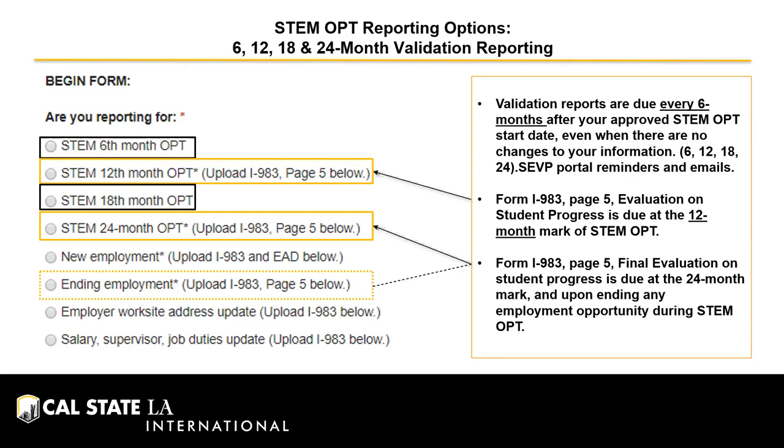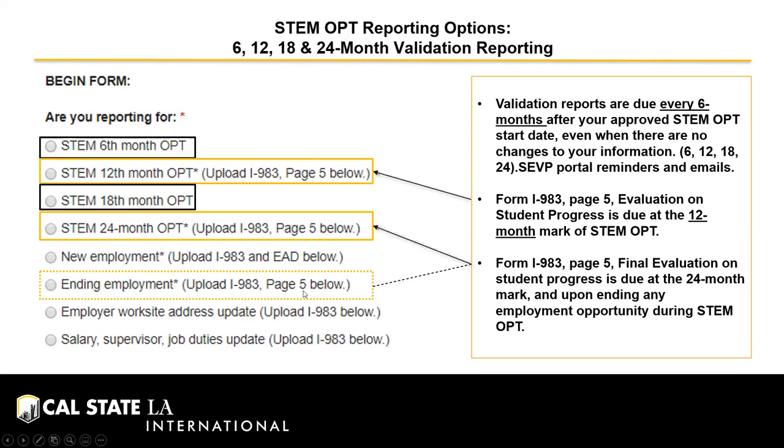And the bottom box, the bottom portion, which is titled Final Evaluation on Student Progress, is to be completed and submitted at the 24-month mark, the very end of your STEM OPT, or anytime you finish or complete or end an employment opportunity. So if you're not at the end of your STEM OPT, but you're ending a job and you're leaving a company, you'll also want to complete page 5 because you are finishing that employment opportunity.